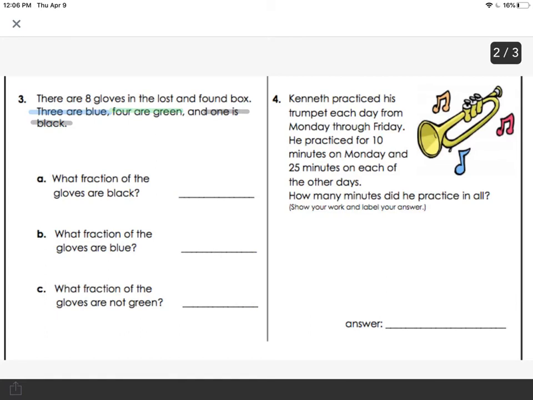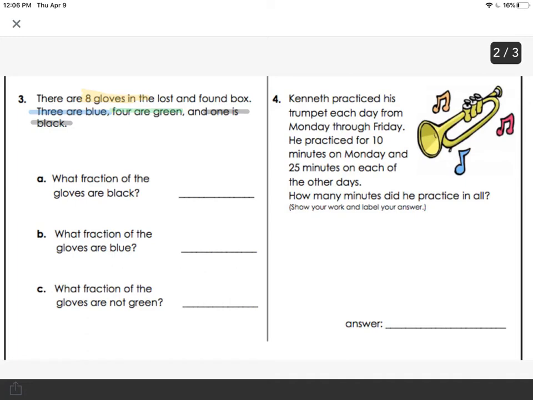All right, moving down to part A. What fraction of the gloves are black? So remember, that's going to be a part over a whole. We know that there are 8 gloves total. So our denominator, our bottom number, will be 8. So how many out of the 8 are black? For part B, what fraction of the gloves are blue? So how many out of 8 are blue? And C, which fraction of the gloves are not green? So all the gloves except for the green ones. How many are there out of 8? Make sure you're writing that as a fraction.